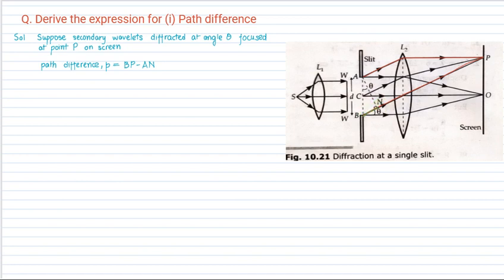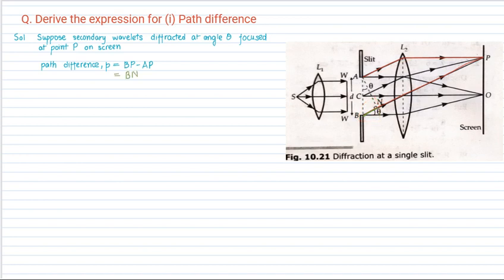So in our case, the path difference, the extra path the light has to travel, will be given as the distance traveled by the light from B to P, BP, minus the distance the light travels from the point A, which is AP. So your path difference is BP minus AP, and the extra path is given as BN.